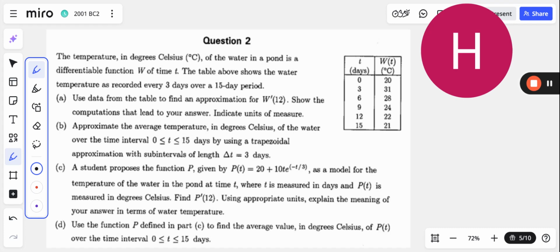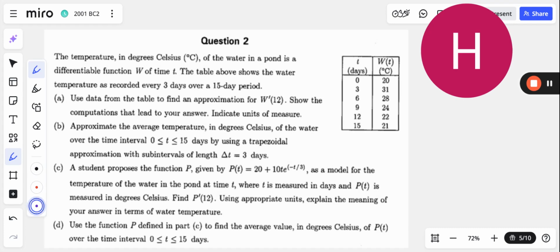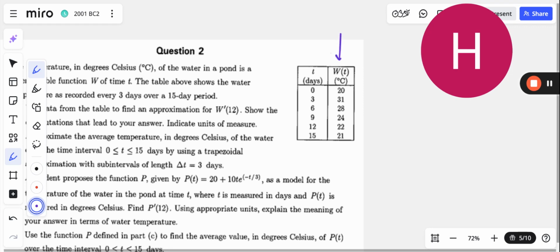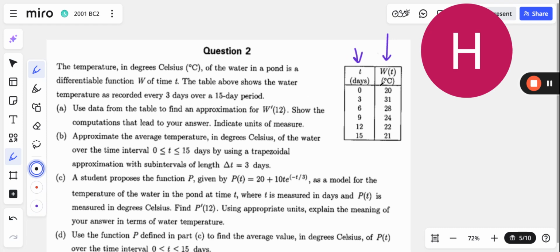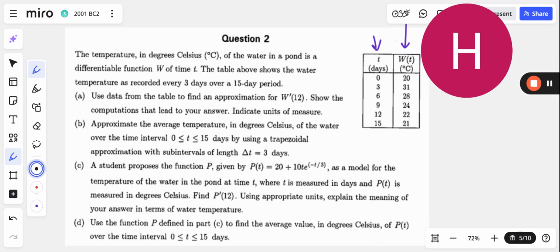All right, great. Let's get started. So I see this chart. W of t in degrees Celsius, so that's the temperature, over time in days. Always good to see the units of what they're talking about. That just helps give context to the problem. Now I know they're talking about the temperature of something, and they're checking it every few days. Pretty simple. The water in a pond, that's what the W stands for, I guess. The water in a pond has a temperature recorded every 3 days over a 15-day period. All right, let's just get started.